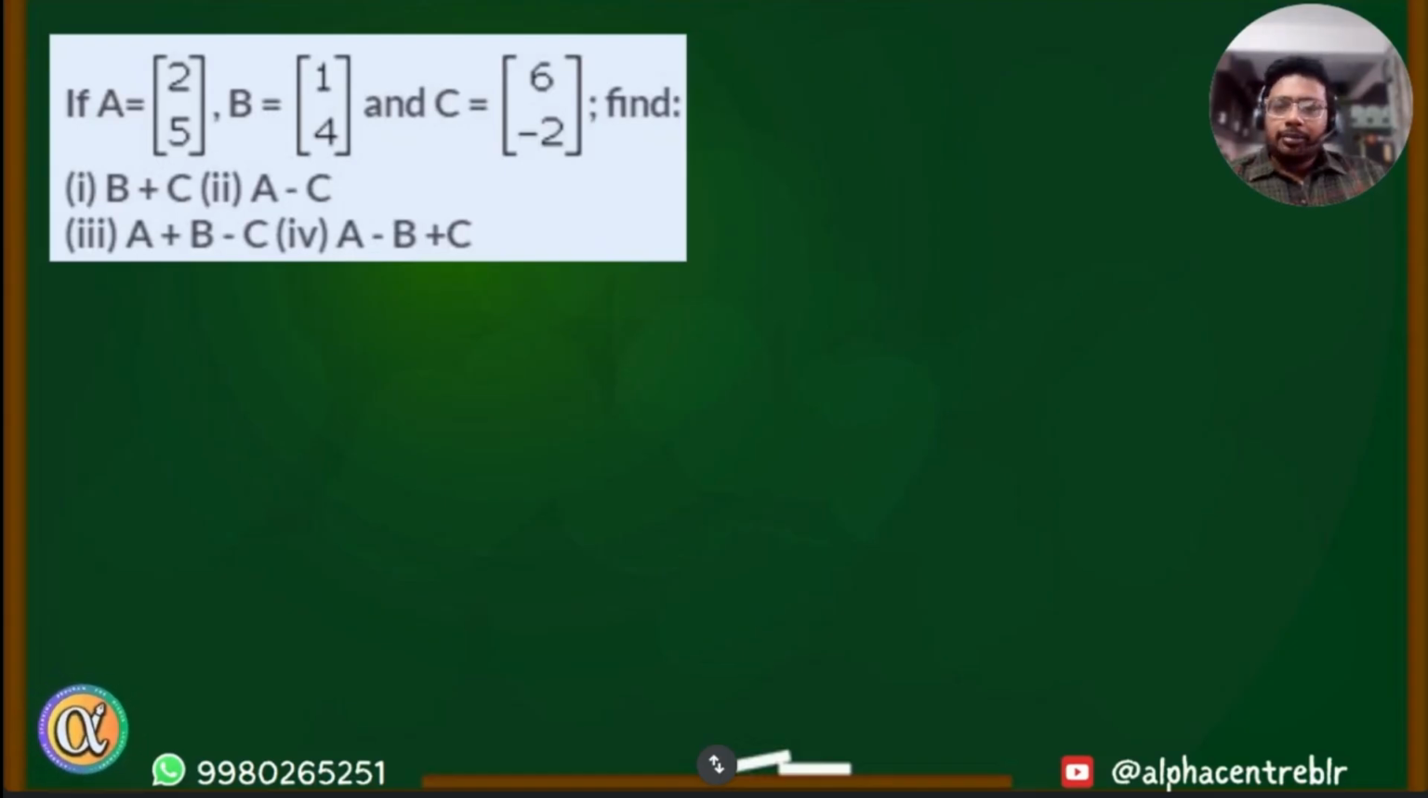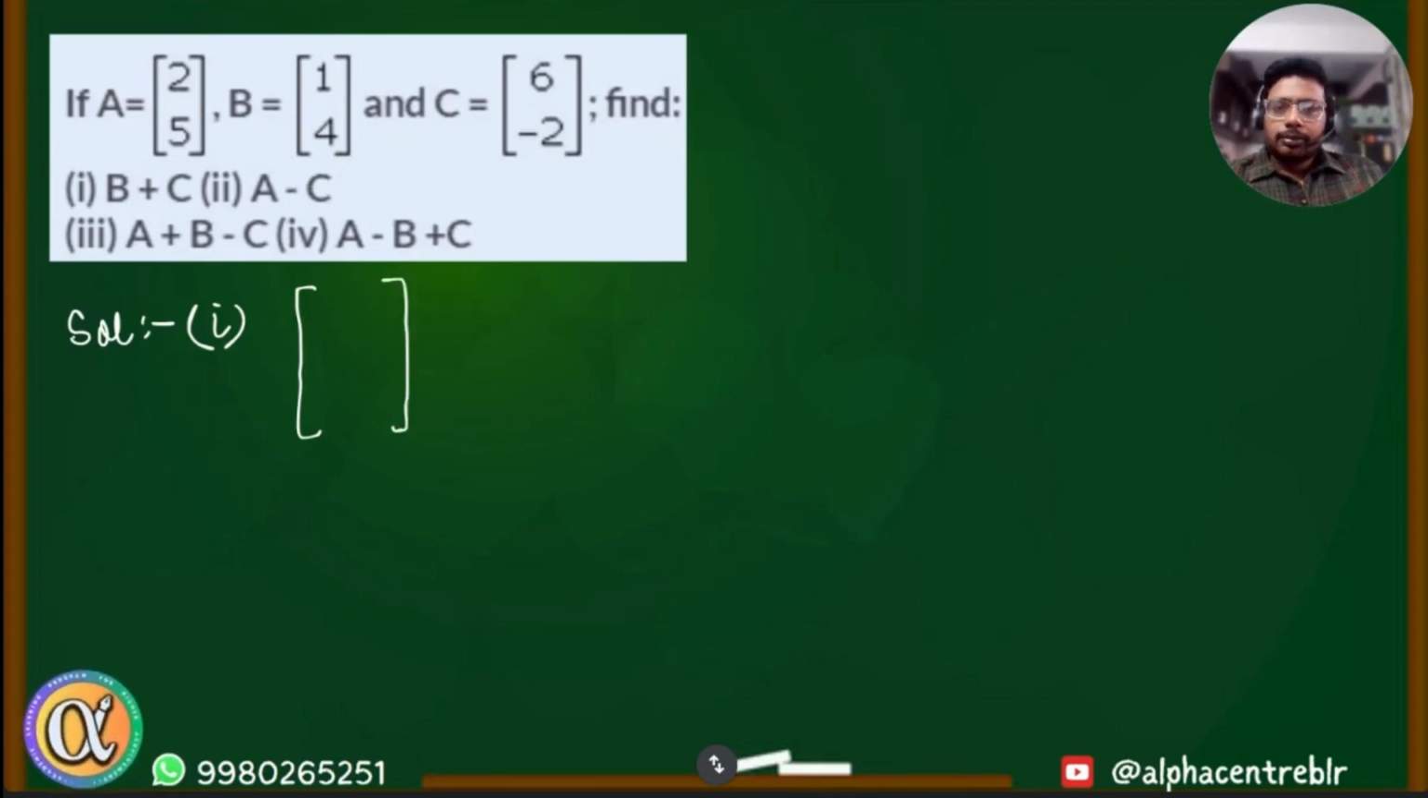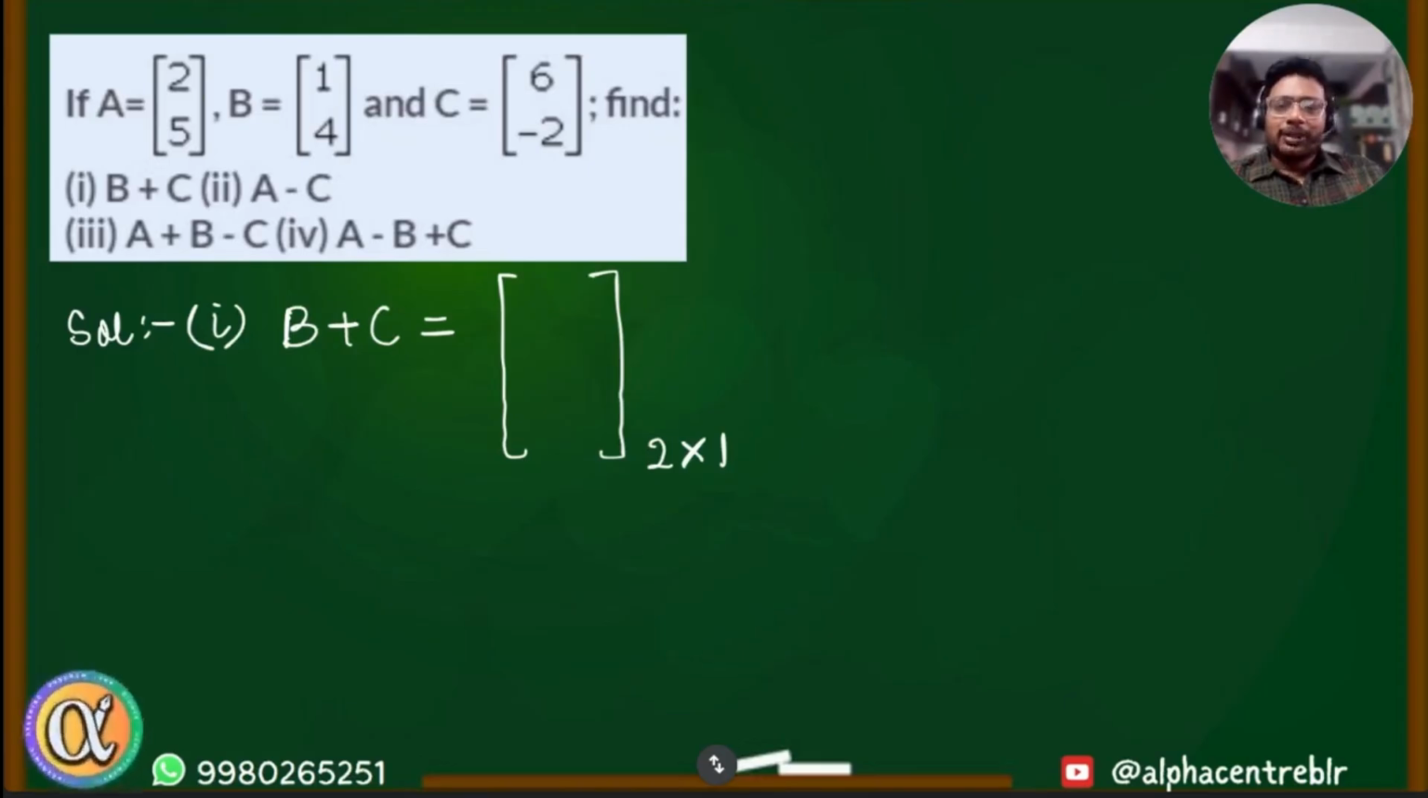Three matrices are given: A, B, and C. All of them have the same order, so they can be added or subtracted. Can you quickly tell me what is the first matrix, B plus C? That is 1, 4 plus 6 and -2. So just add the corresponding terms, which means 1 added to 6 and 4 added to -2. And tell the final answer.